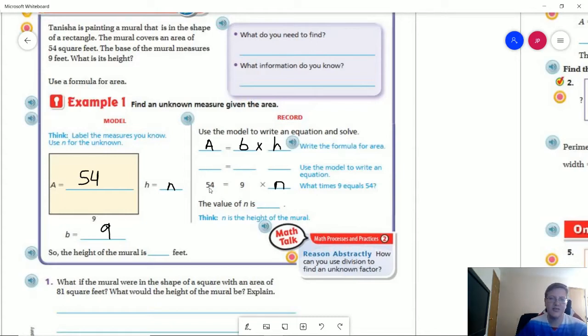So we can do 54 divided by 9 to find our answer, or we could think about how many times we can count by 9 to get to 54, and that would be our value for N. Think about that for a second, pause the video if you need to, and when you're ready, go ahead and hit play. So 9 times 6 is going to be the answer to our problem, which is going to be the area of 54 feet.